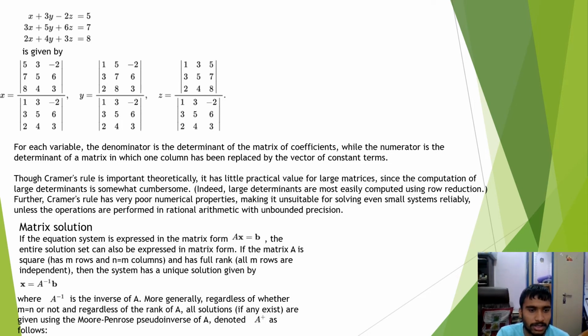Matrix solution. If the equivalent system is expressed in the matrix form Ax = B, the entire solution set can also be expressed in matrix form. If the matrix A is square, has m rows and n = m columns, and has full rank, all m rows are independent, then the system has a unique solution given by x = A inverse B, where this is A inverse.